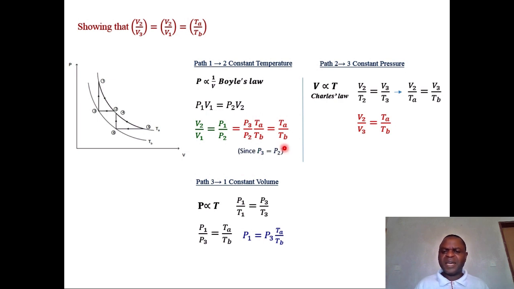With this, we can now see that this is TA over TB, which is V2 over V1, but we also said V2 over V3 is equal to TA over TB. So it follows that V2 over V3 is equal to V2 over V1, which is TA over TB. So after going through, we can see that this relation holds, and that is why we said TA over TB previously.